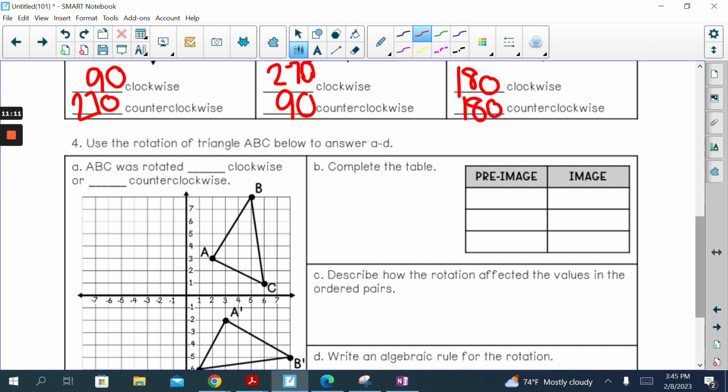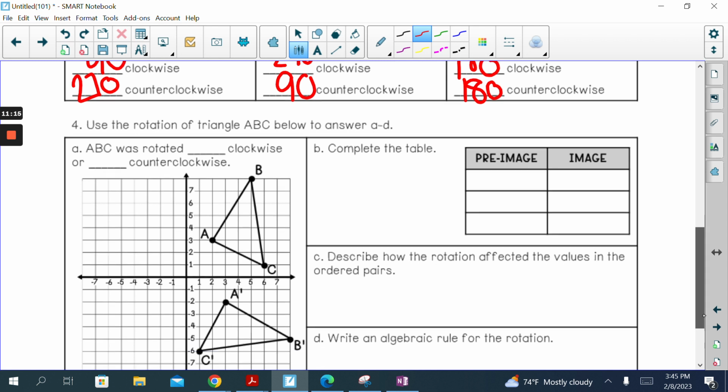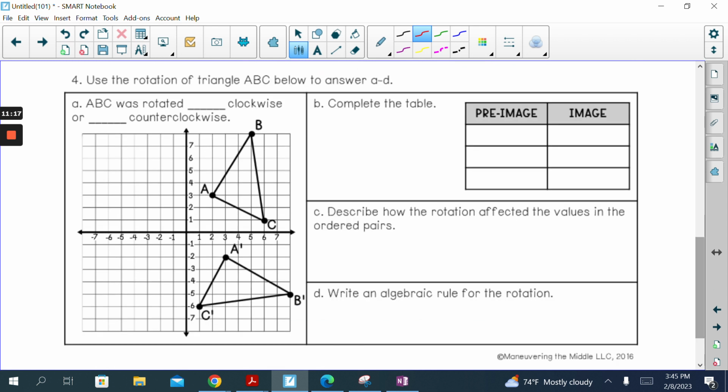All right, so go ahead. I want you to take a moment, pause this, and fill in the chart. You know how to label your ordered pairs. Tell me where A, B, and C are. And then go ahead and tell me where new A, new B, and new C, our image, is. Go ahead, pause it. Label them.